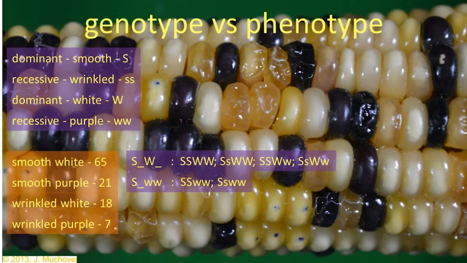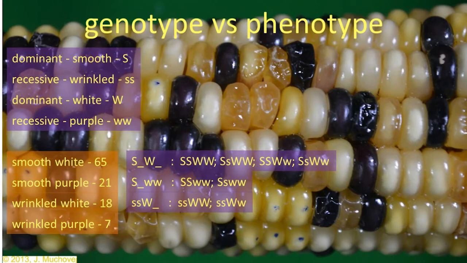If we're looking at a smooth purple, we know that a smooth purple has to have 1 capital S and 2 lowercase w's. So we've got 2 possibilities in here. It says capital S, lowercase s, lowercase w, lowercase w, and capital S, capital S, lowercase w, lowercase w.